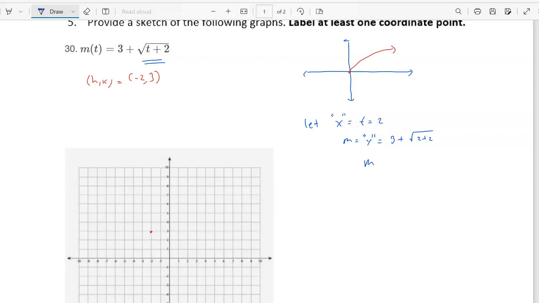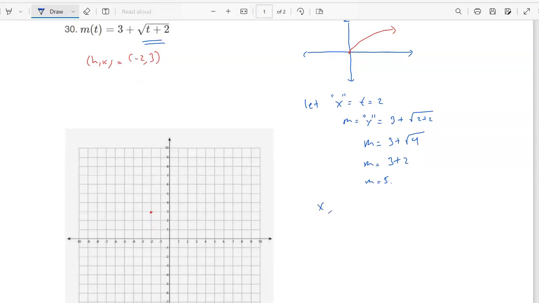So our m value is going to be 3 plus the square root of 4. I'm just picking a value to plug into the t so that it makes a perfect square. So our m is equal to 3 plus 2, or m is equal to 5. Our regular coordinate point is x and y, and I'm putting quotation marks because in this case, that's not what we have. We technically have a t comma m, and this is going to be at 2 comma 5. So that's the second coordinate point.